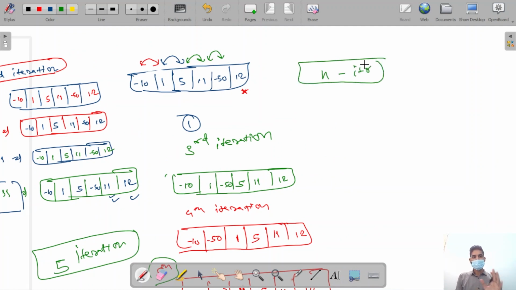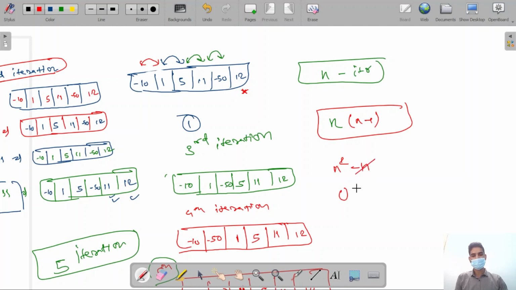So basically the time complexity of bubble sort is n into n minus 1. These are the total number of iterations, or time complexity. So basically n square minus n, and in front of n square, n can be neglected, so our time complexity will be big O of n square. This is the worst time complexity for bubble sort. I hope you guys understood what bubble sort is.